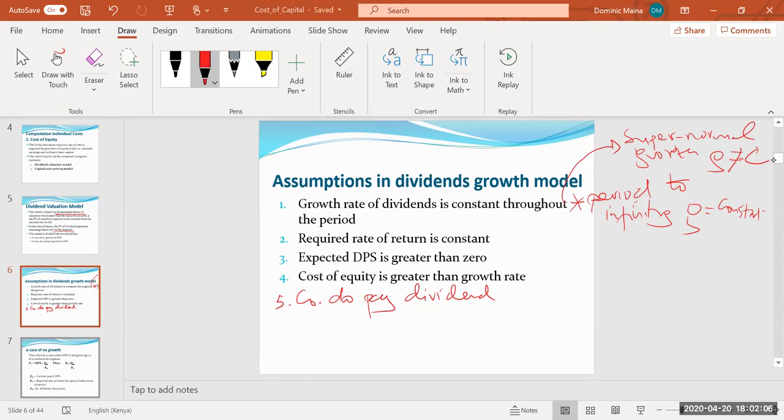The required return is also going to be a constant, what we refer to as the cost of equity, found simply here as RE. The cost of equity, or the required return, must always be constant. For example, if in year one we get the cost of equity to be 10%, then this is going to be assumed to be 10% all the way to the period to infinity.